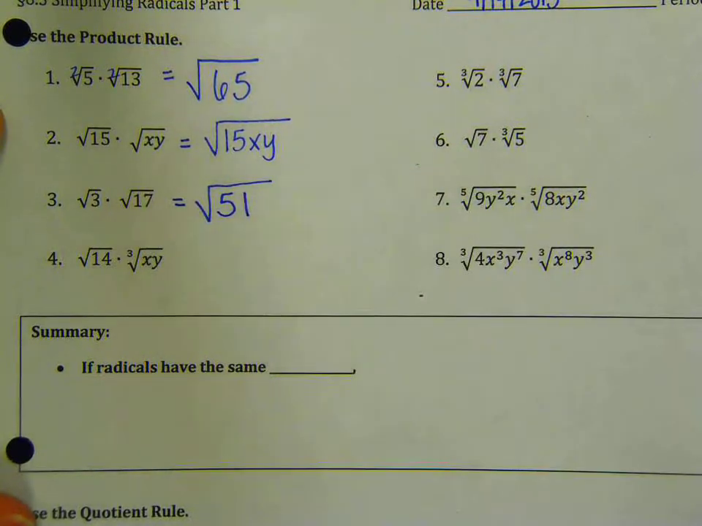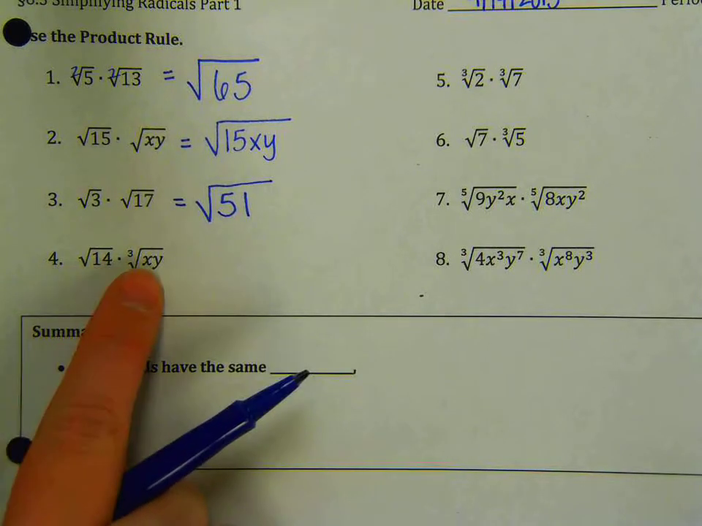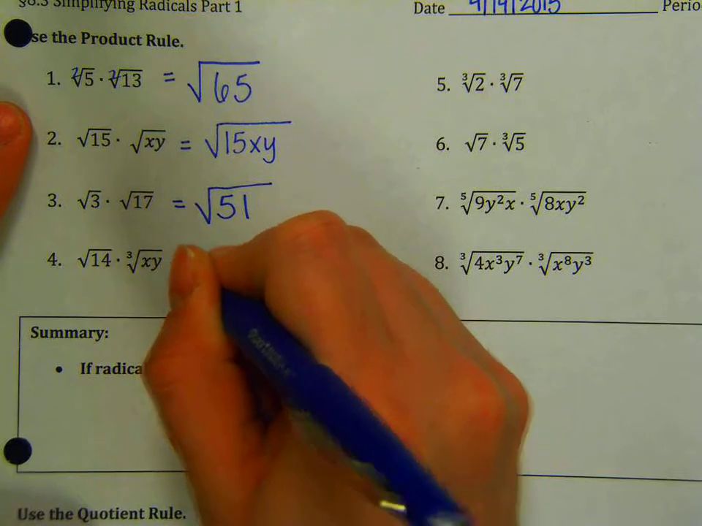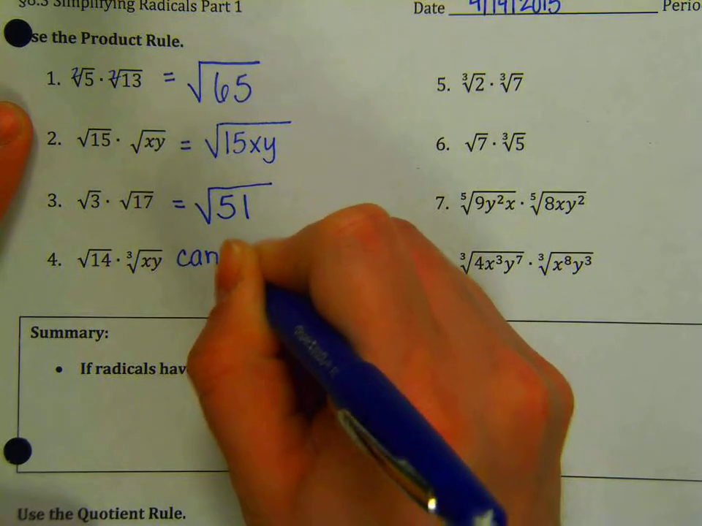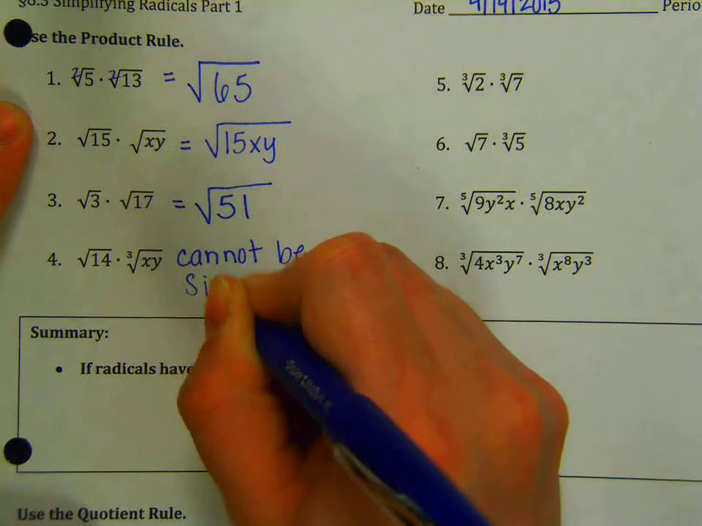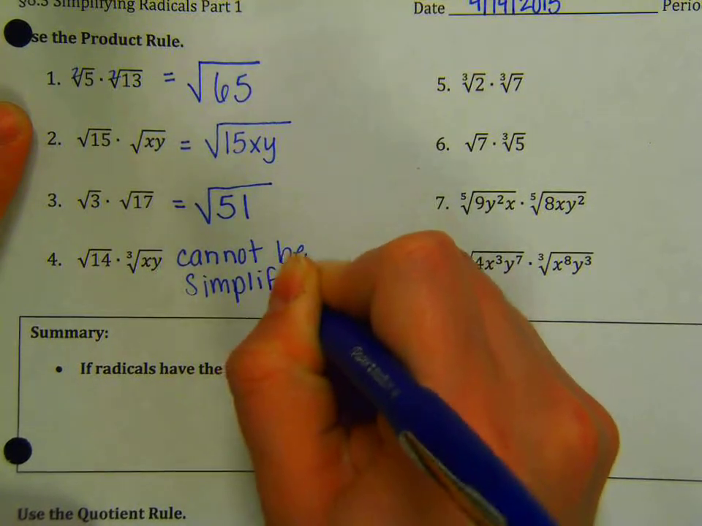Now, number 4, we don't have the same index. One's a 2, one's a 3. So because of that, for right now, we can't simplify that. Next class, we're going to do a little bit of it, but for right now, it cannot be simplified. That one takes a little bit more work, so we're going to hold off on that one for now.